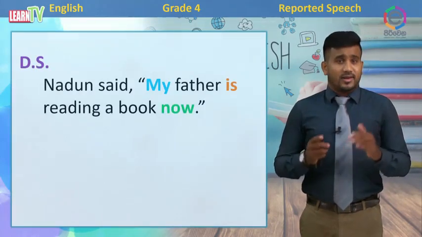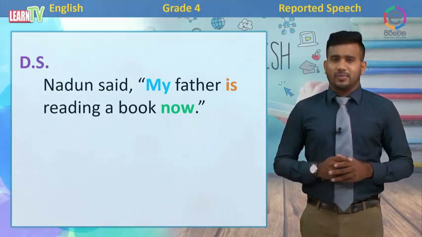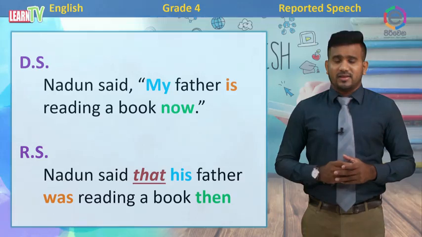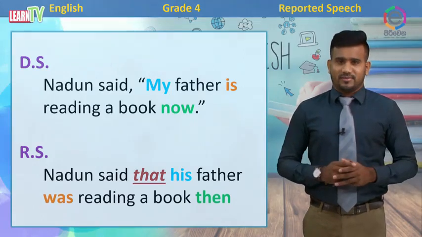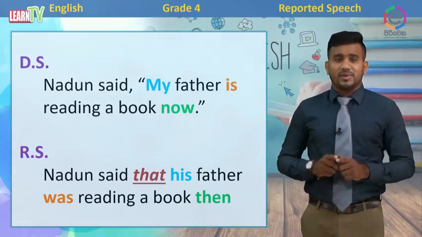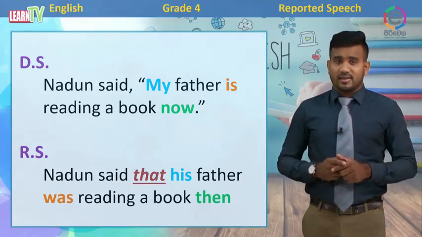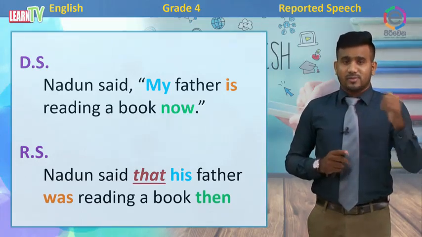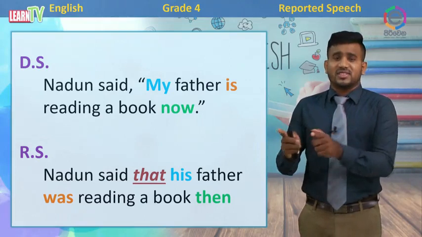Next one, direct speech. Nadun said, "My father is reading a book now." In reported speech, Nadun said that his father was reading a book then. Now you can see, my father has been changed to his father. Is reading, is has been changed to was. The word is has been changed to was. The word now has been changed to then.